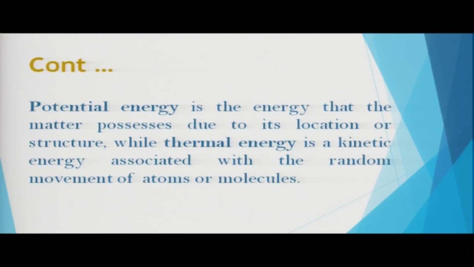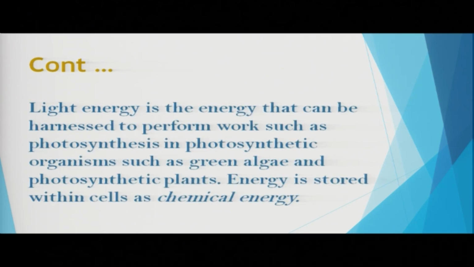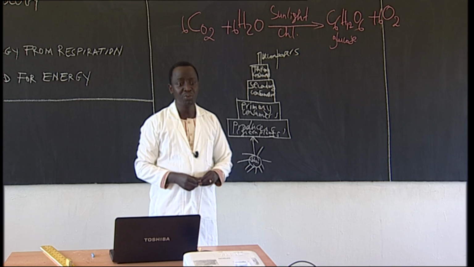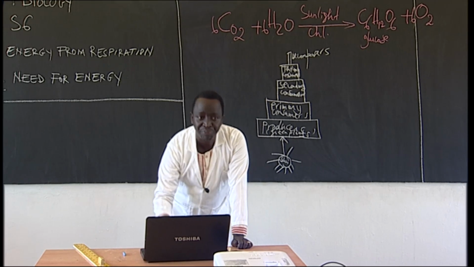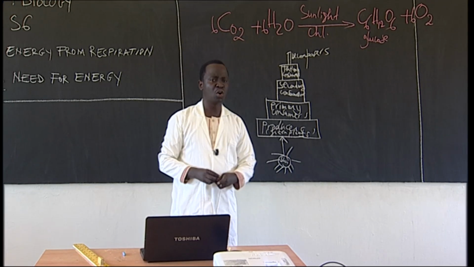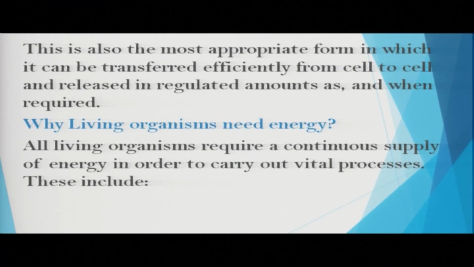Now, potential energy you have defined. What is potential energy? Light energy. This energy is used during photosynthesis, as I have shown you. Okay. Now, why do living organisms need energy? You can ask that question. Why do we need energy?